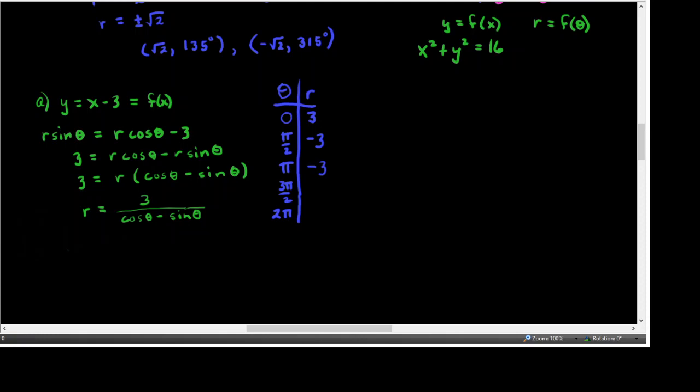3 pi over 2. Cosine of 3 pi over 2 is 0. Sine of 3 pi over 2 is negative 1. 0 minus negative 1 is positive 1. 3 divided by 1 is 3. And 2 pi. Cosine of 2 pi is 1 minus sine of 2 pi is 0, so that's going to be 3.